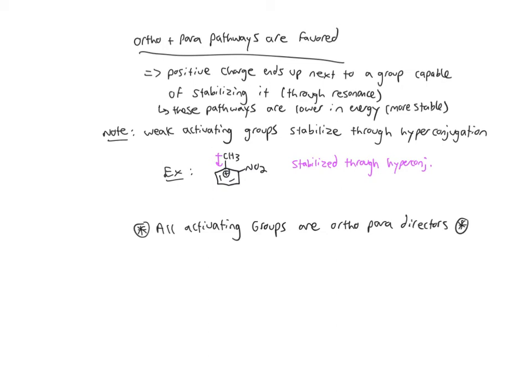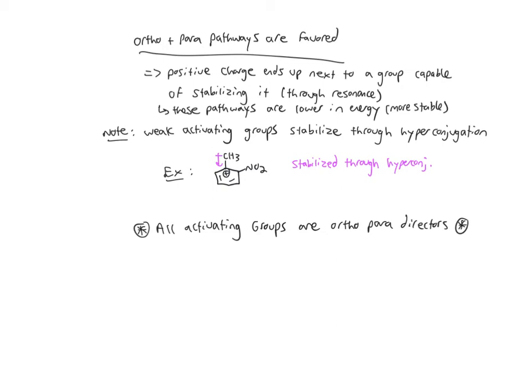So ortho and para pathways are favored. That's because that positive charge ends up next to a group that's capable of stabilizing it through resonance. What we have to note is that we're not always going to be able to make an extra resonance structure in those ortho and para pathways for our ortho and para directors.